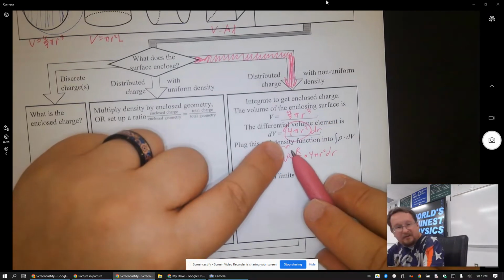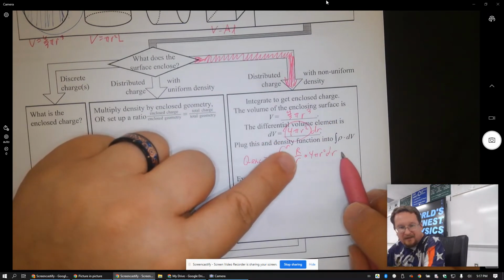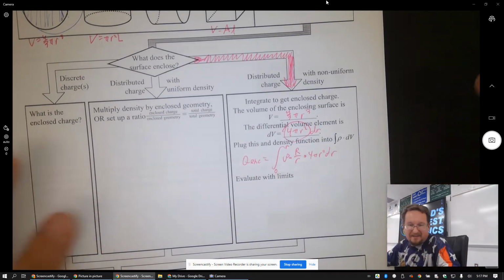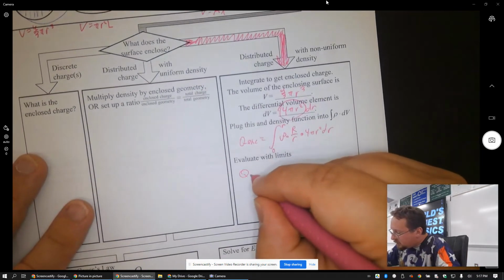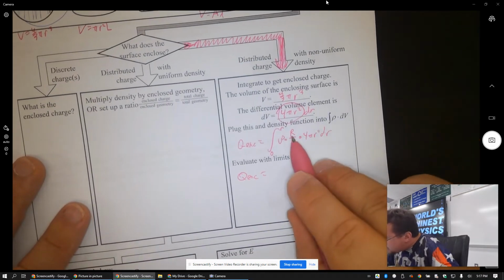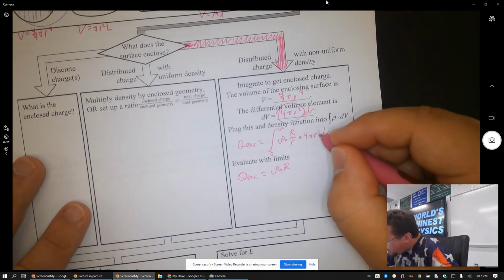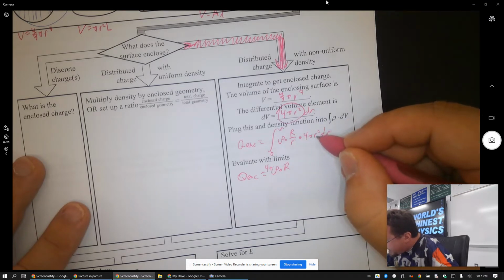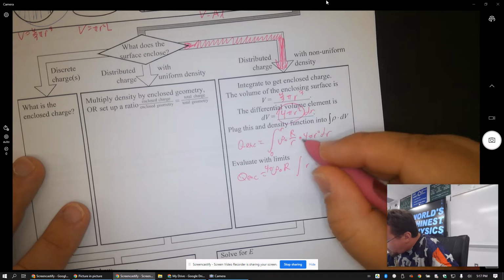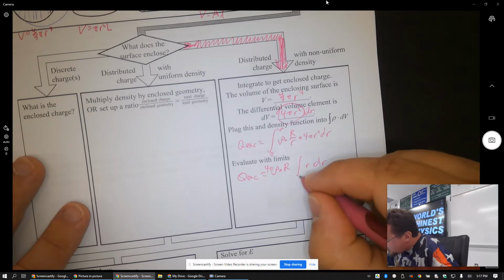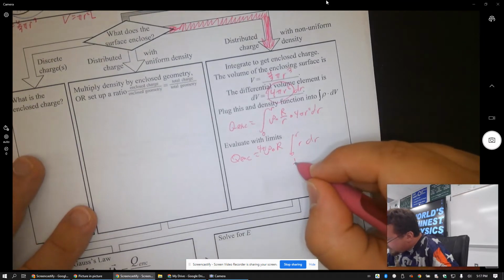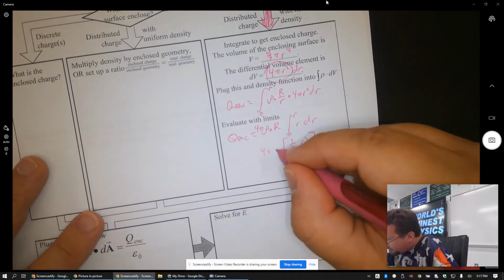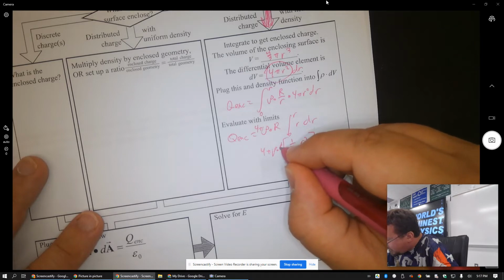I know that the limit shouldn't be the same variable as the integration variable, but you can just cram it. So rho naught R, I'm going to put the 4 pi out in front, and then this becomes the integral of r to the single power, dr, from 0 to r. So that's a 1/2, a 1/2 r squared, right? When you evaluate limits, 4 pi rho naught R.